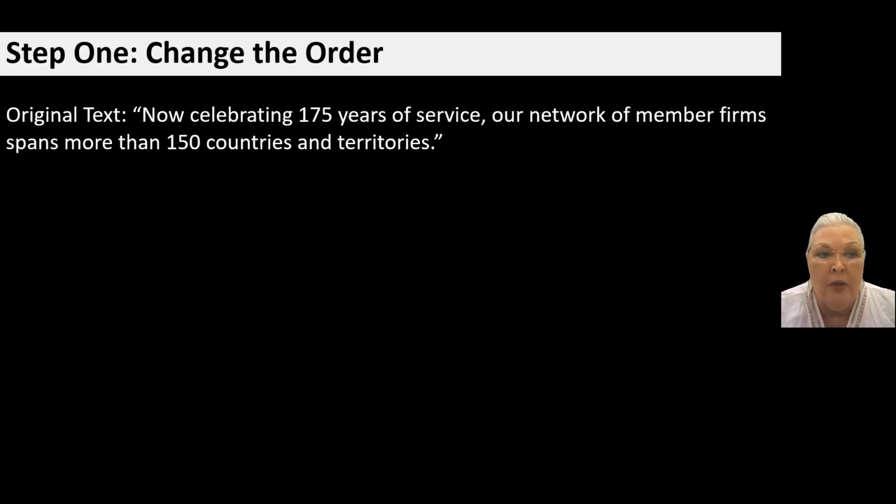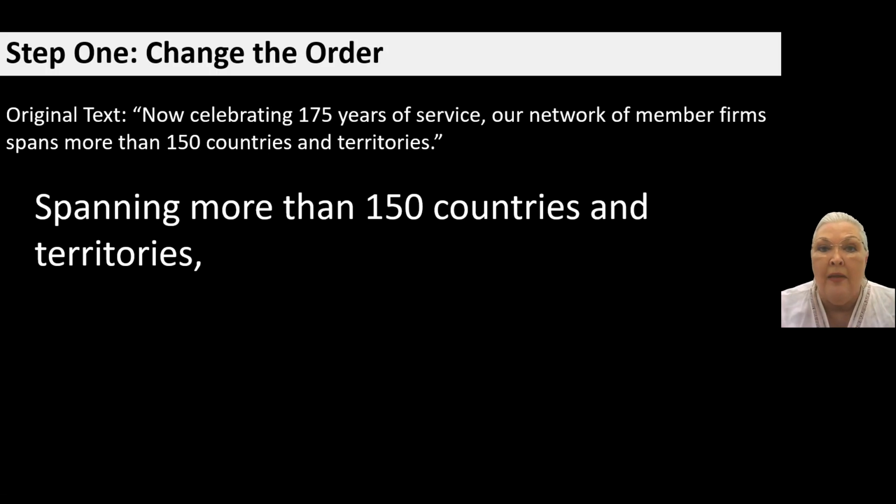So here is original text from the Deloitte website. "Now celebrating 175 years of service, our network of member firms spans more than 150 countries and territories." So say I need to use this information in my paper. Step 1, I'm going to change the order from the original text. So that means that I'm going to put what's at the end of the sentence or the middle of the sentence at the beginning of the sentence. So at the end, we have "spans more than 150 countries and territories." I'm going to move that to the beginning.